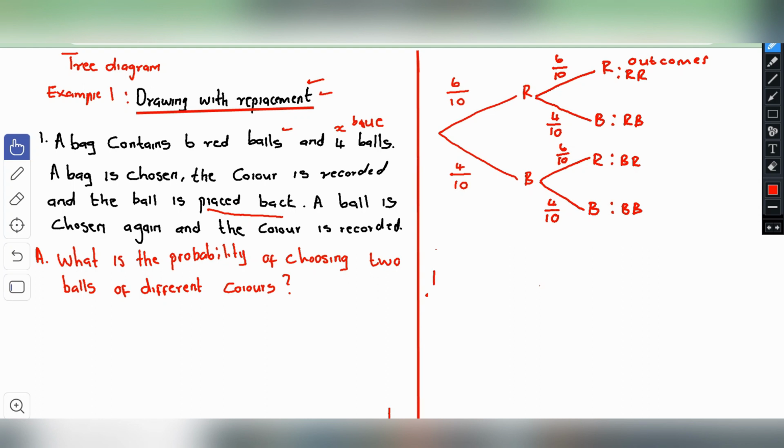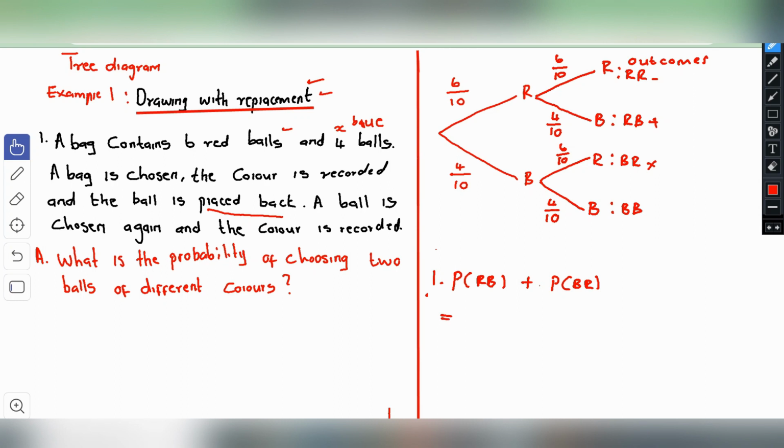The first question says, what is the probability of choosing two balls of different colors? So how do we calculate this? How many different colors do we have from the outcomes? These ones are the same colors, and here it is different colors. We only have two, which means we need to add these two probabilities. Therefore, we're going to have the probability of red and blue plus the probability of blue and red, right? This is what we are going to do.